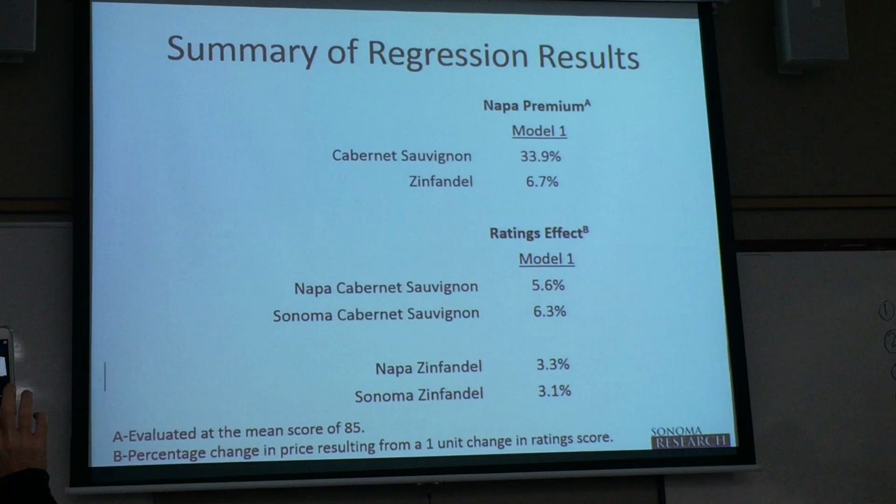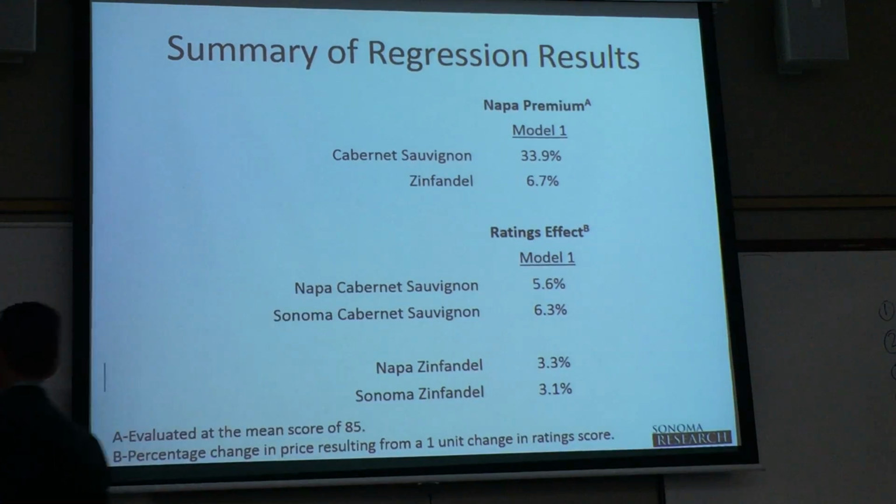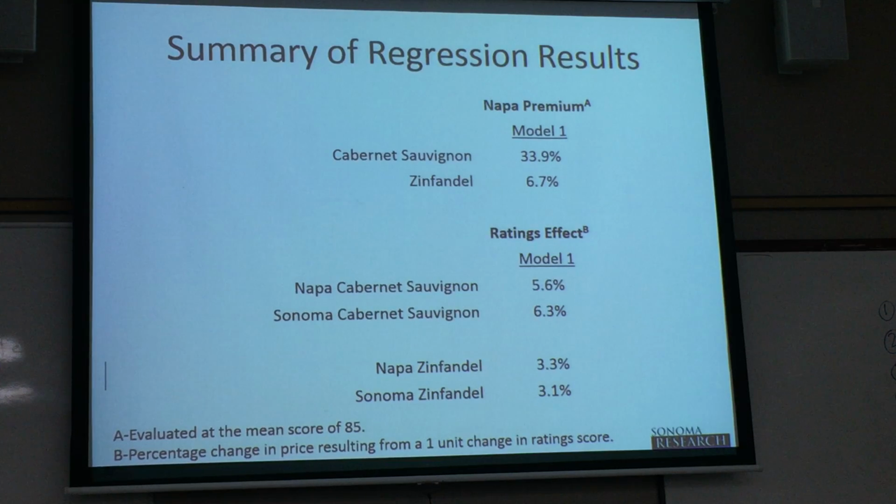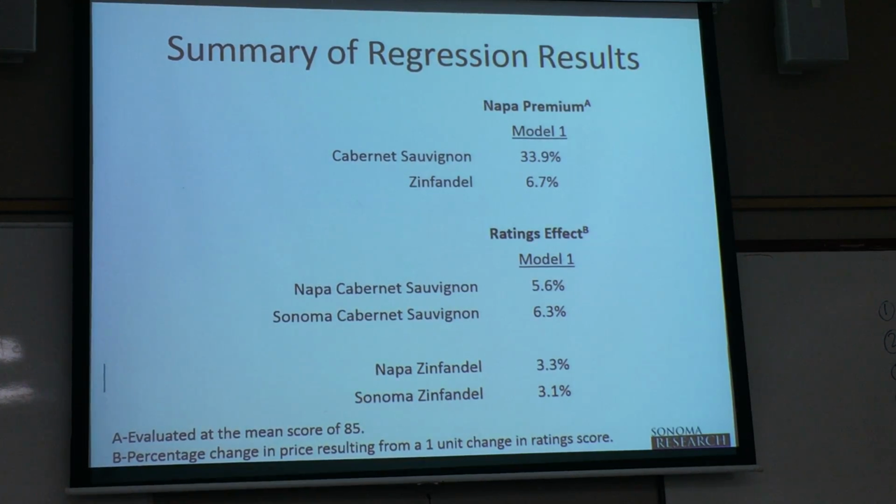So what does that mean, 33%? When we took this difference, it was 0.33, so consumers are willing to pay 33% more for a cab from Napa over an equivalently ranked cab from Sonoma. That's what that means.